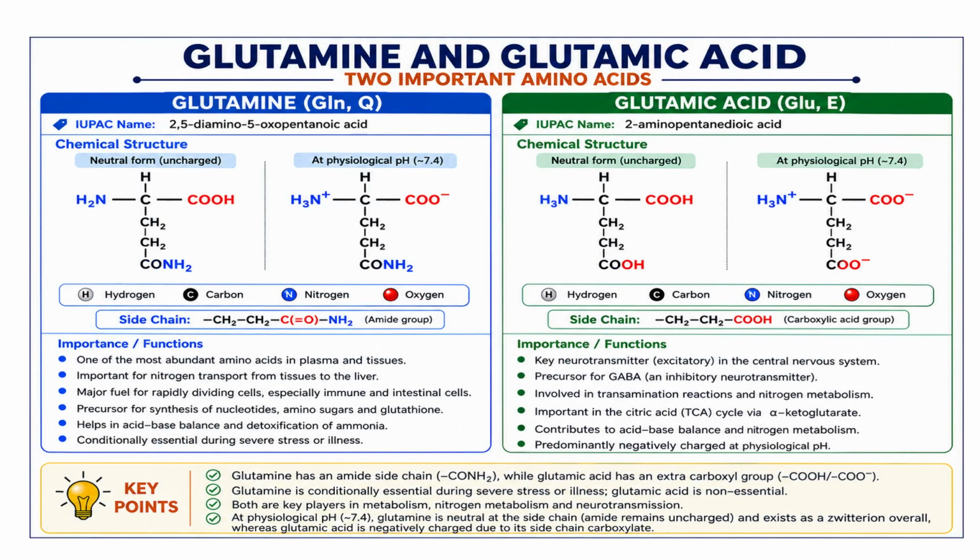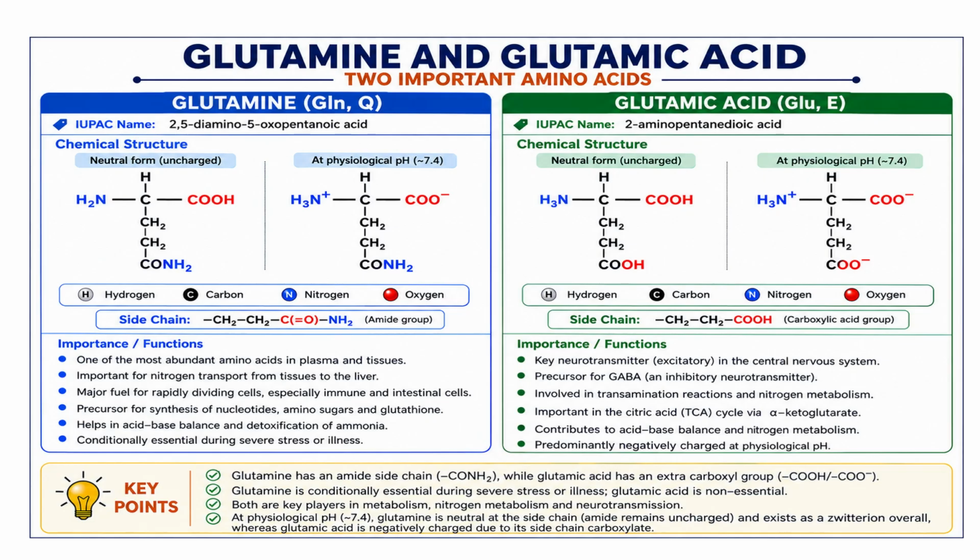Glutamine and glutamic acid are closely related amino acids that play important roles in nitrogen metabolism, cellular metabolism, and neurotransmission. They differ mainly in the functional group present in their side chains. Glutamine, Gln, Q, contains an amide group, CONH2, in its side chain, giving it the side chain structure CH2-CH2-CONH2. It is one of the most abundant amino acids in the body and serves as an important carrier of nitrogen between tissues and organs.